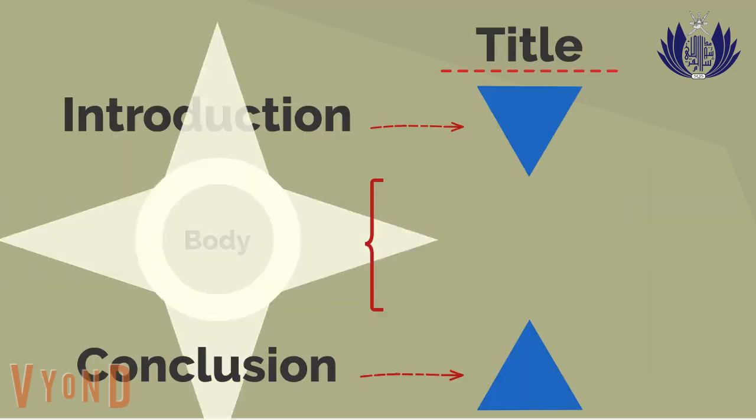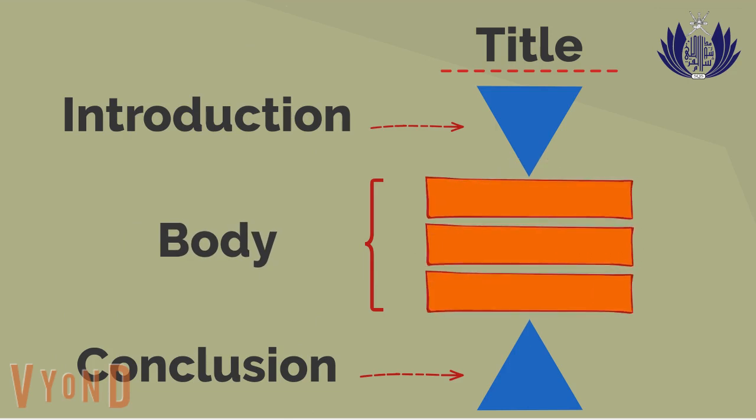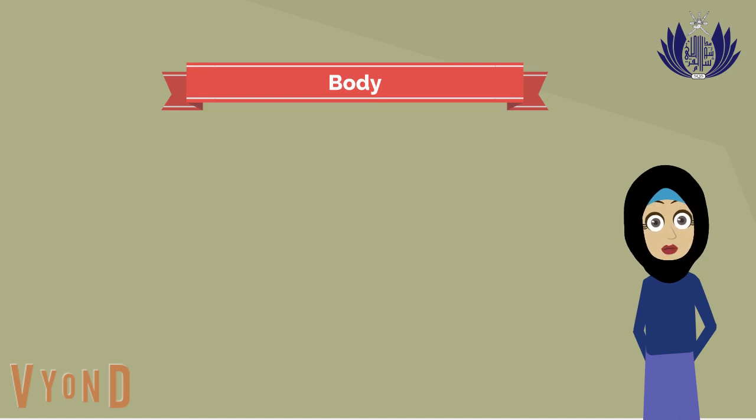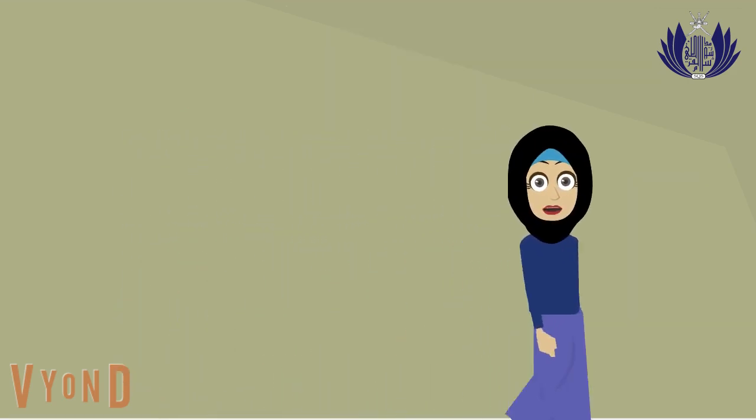Moving to the next section, which is the main body, an average body should consist of 3 to 4 main points. Additionally, there are 4 main features that a good body paragraph should consist of. Number 1, a good topic sentence. Number 2, clear effective transition. Number 3, clear specific points. And number 4, good supporting details. In order to understand those 4 features, let's listen to Aisha reading the first part of her body.